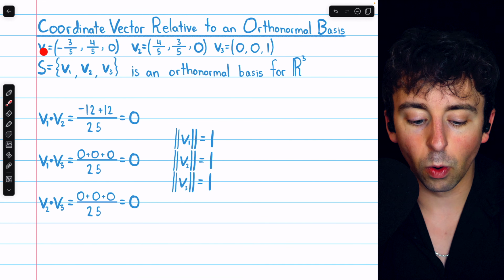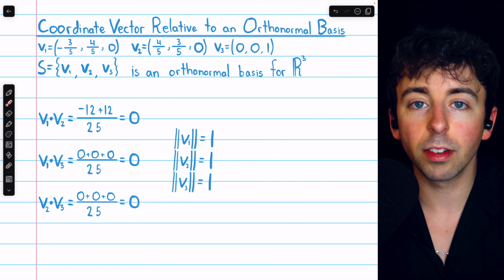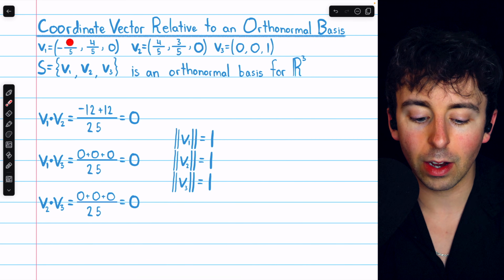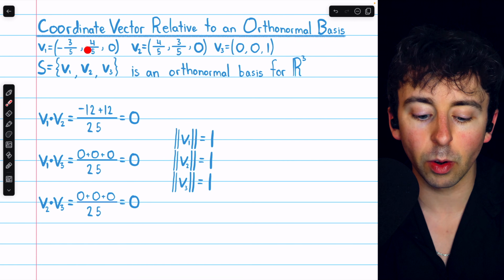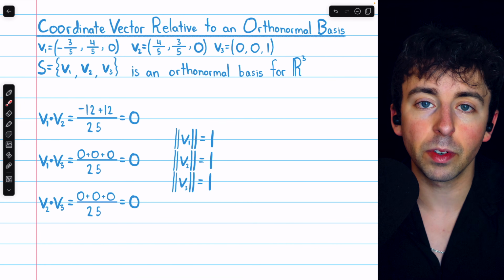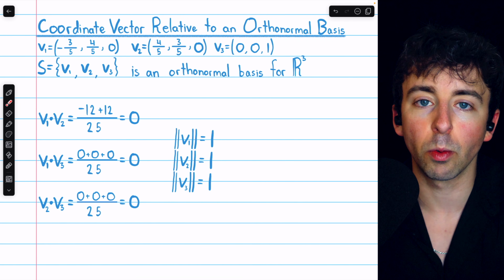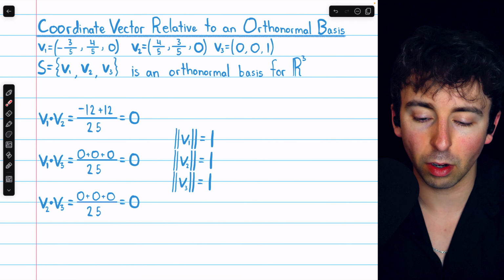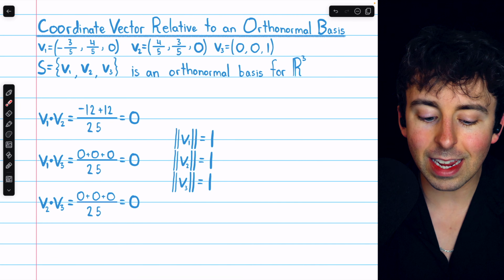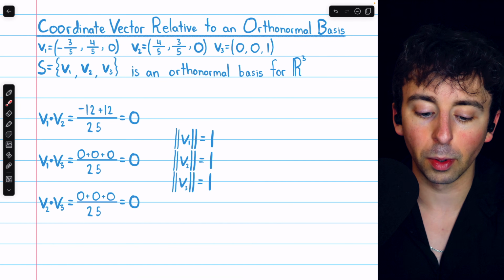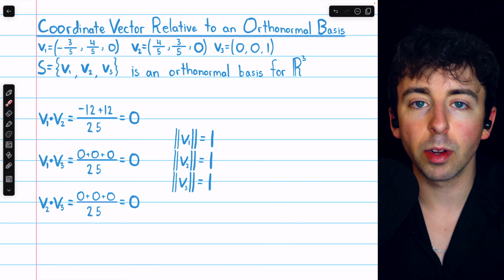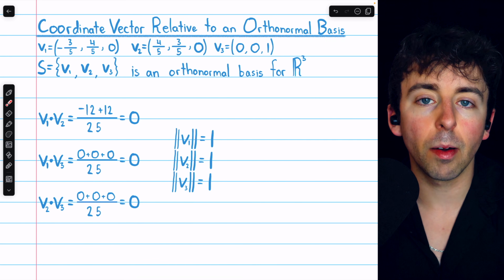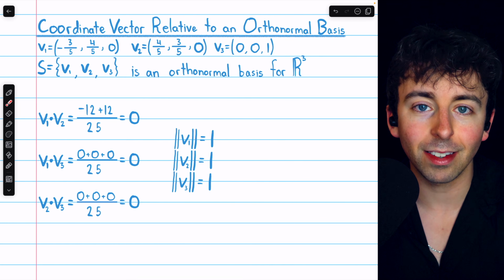For example, the norm of v1 is the square root of the sum of the squares of its components. So under the square root, we would have 9 over 25 plus 16 over 25. That's 25 over 25, and so the norm is the square root of 1, or just 1. A similar computation shows that the other two vectors are unit vectors as well, so indeed these three vectors make up an orthonormal basis, and so we can apply our previous theorem to write any vector from R cubed as a linear combination of these orthonormal basis vectors.